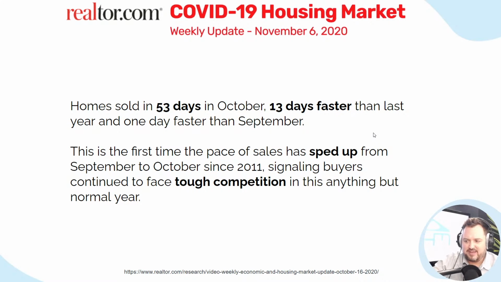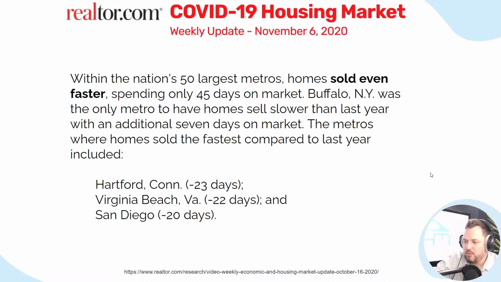Here's basically on the national scale, homes sold in 53 days in October. That is 13 days faster than a year ago and faster than September. This is October, which is supposed to be the start of the slower season when it comes to being a seller, and we're seeing the opposite. For the first time since 2011, the pace of sales has sped up from September to October, signaling buyers continue to face tough competition. This is anything but a normal year.